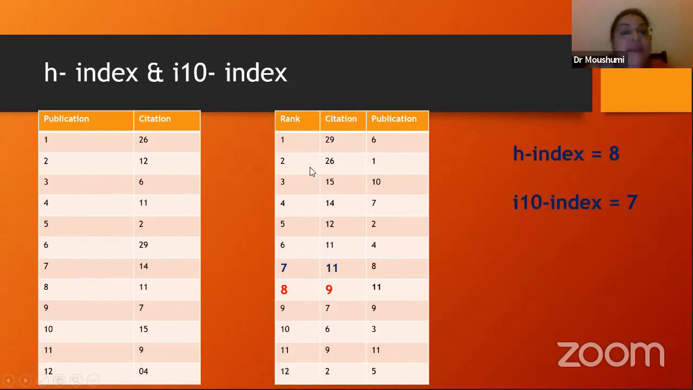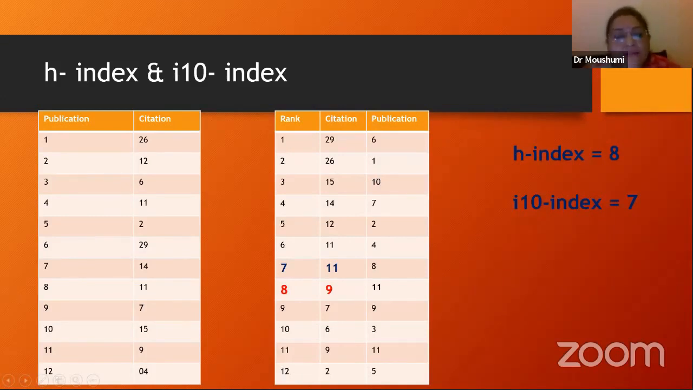Then I rank my publications according to number of citations. The highest citation is 29, and which publication? Publication number 6. So my first rank is cite number 29 and publication number is 6. Which one is the second one? The second one is cited 26 times. Which number publication? Number 1 publication. 26 and number 1. Same way I rank all my 12. Which one is my third rank? The third rank is 15. Which number publication? 10. I have written here 10. So I have ranked it one after the other.